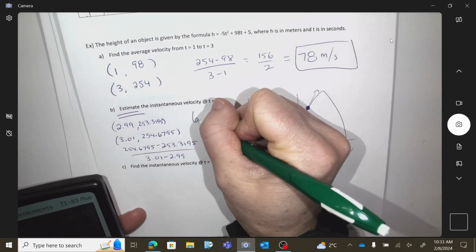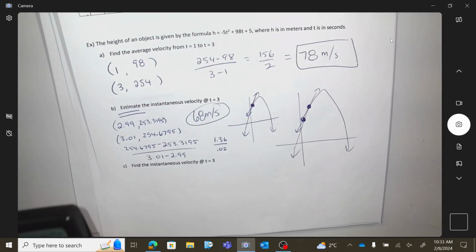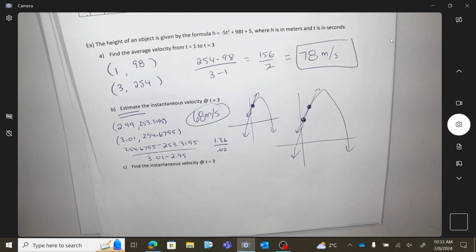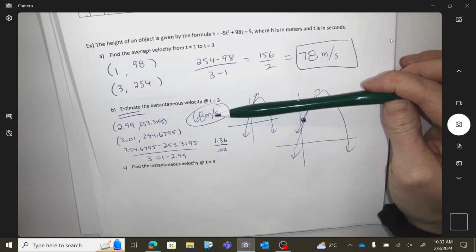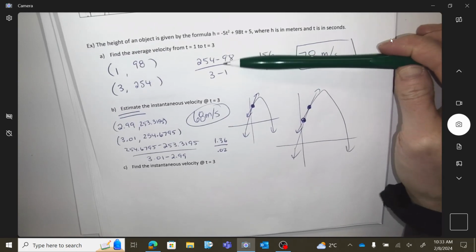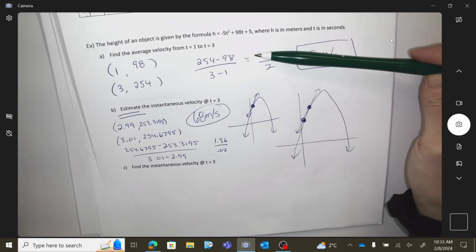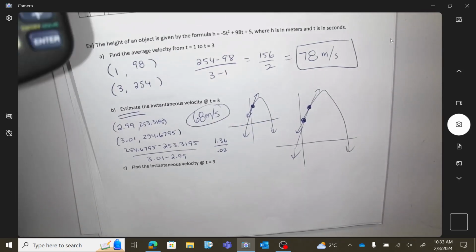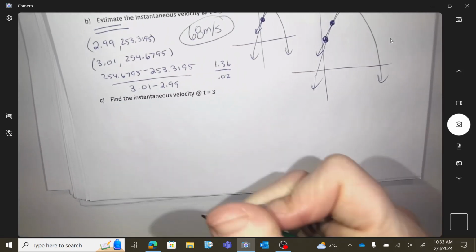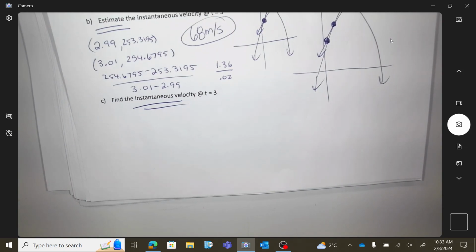Did you get 68? So this velocity would be closer to the velocity at 3 than this one, right? This is just a guess, but this is a better guess because we got our points closer together. The space is getting closer to 0. Instantaneous means precisely only at 3. So there's no space between the points.